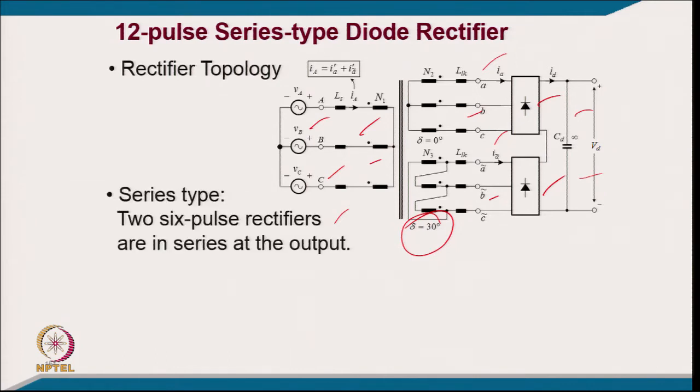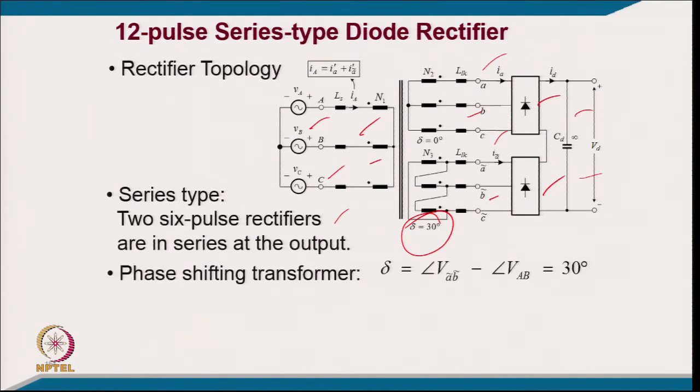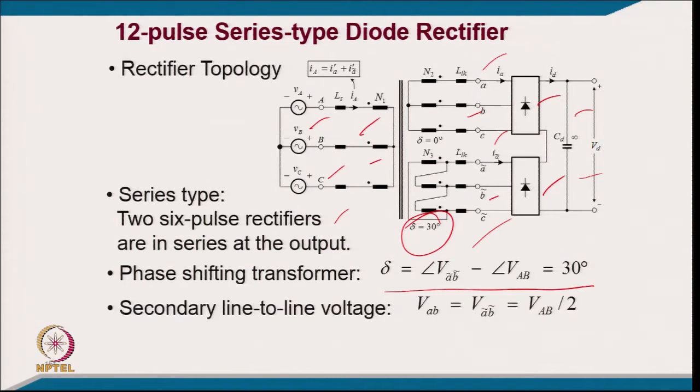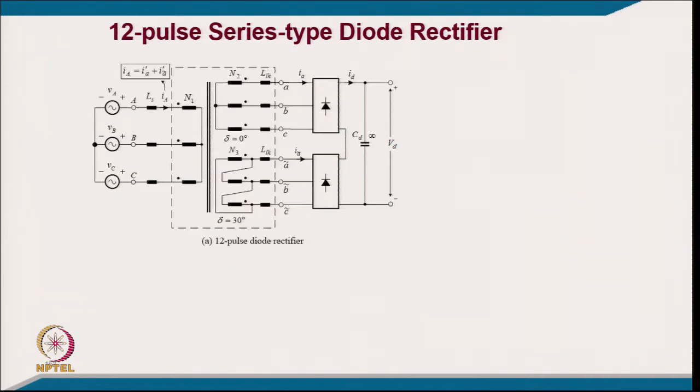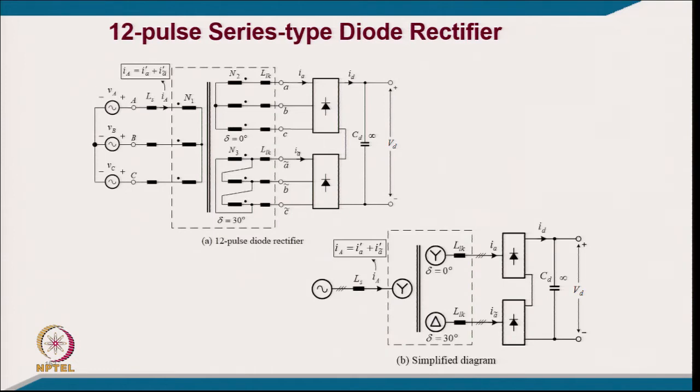So, it is a series type arrangement where 2 6 pulse converters or rectifiers are required in series at the output, and the phase shifting requires typically 30° from one to another in the second transformer. You require a secondary line to line voltage typically maybe half, because you want to get the same voltage. The turns ratio can be 2 to 1 for one, and for the other 2 by root 3, because of the star-star and delta connection.